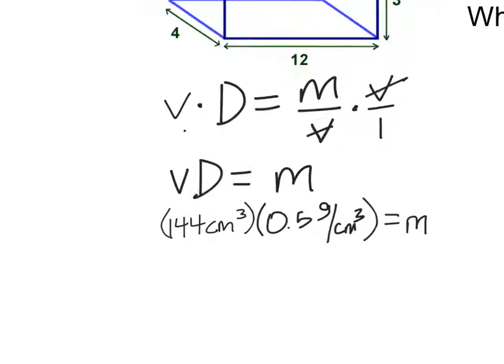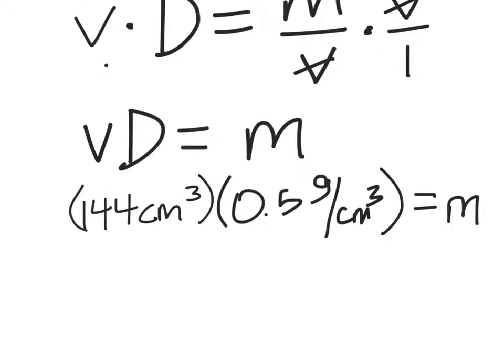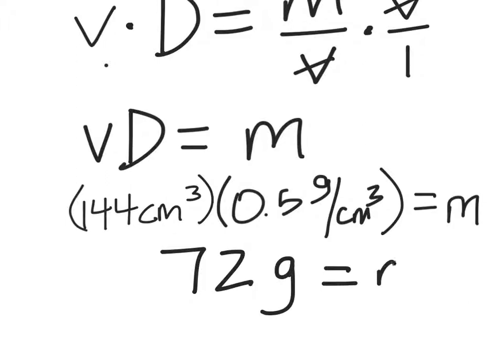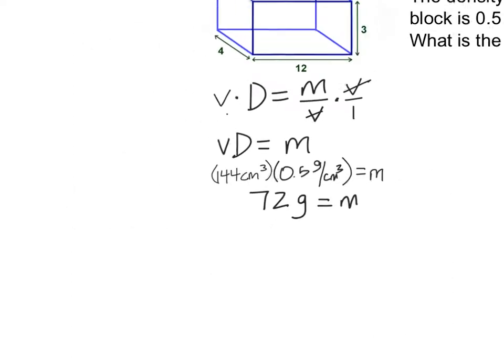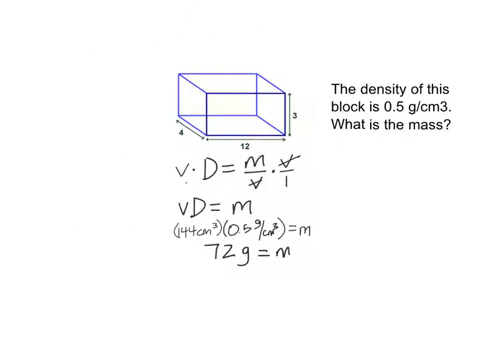Okay, now I know that mass is in grams, so I know that grams is going to end up being my final unit here. What I need to do in order to solve for the mass is take 144 centimeters cubed times 0.5 grams per centimeters cubed. My answer ends up being 72 grams equals my mass. So the answer for this entire problem, when asking for the mass, is 72 grams.